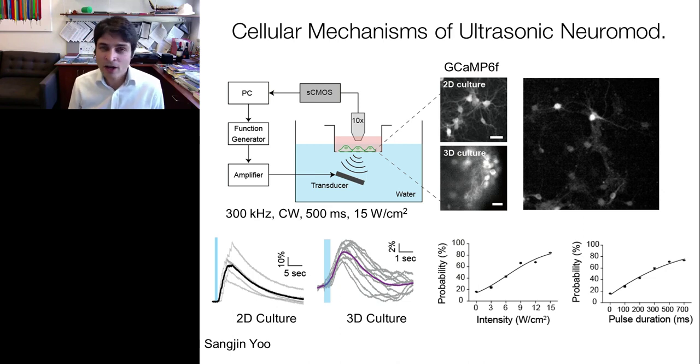And what we saw here, again, using optical imaging to look at these responses, were nice, robust responses. So we see these calcium responses both in two-dimensional and three-dimensional culture that scale as expected with intensity and pulse duration, using parameters that match the upper end of what has been used in vivo studies. And so this suggests that there's, in addition to any kind of auditory side effect, also a direct effect that ultrasound can have on these neurons.